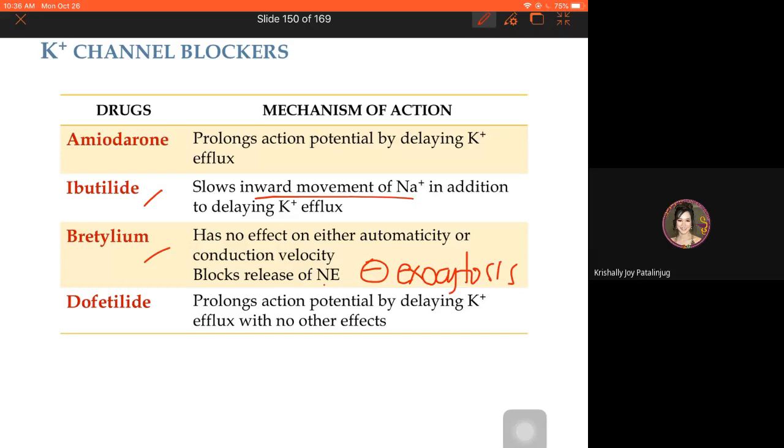And we have discussed this comprehensively already in the previous mechanisms of action of other drugs. What is the implication when exocytosis is inhibited?